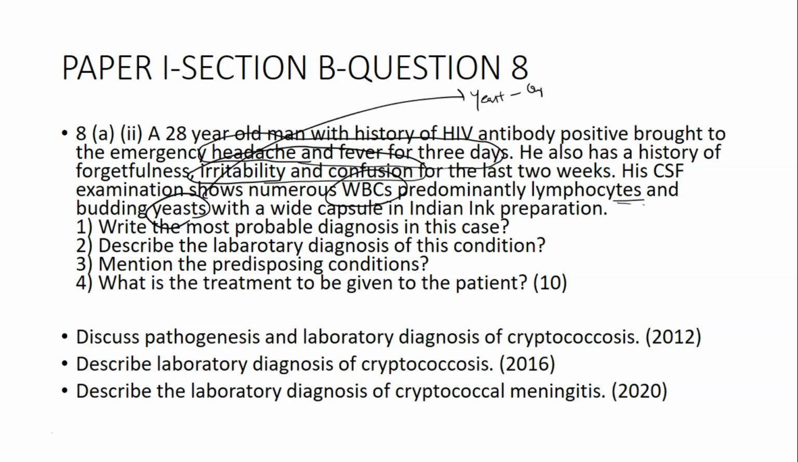What is there in the syllabus? We have cryptococcal meningitis. Cryptococcus is seen with a capsule on the Indian ink preparation. So the probable diagnosis is cryptococcal, but don't directly jump to it. You have to give differential diagnosis and lab diagnosis. Because cryptococcal is an opportunistic infection, there should be diabetes or something else as a predisposing condition in this 28-year-old man. So try to give that reason and what is the treatment.